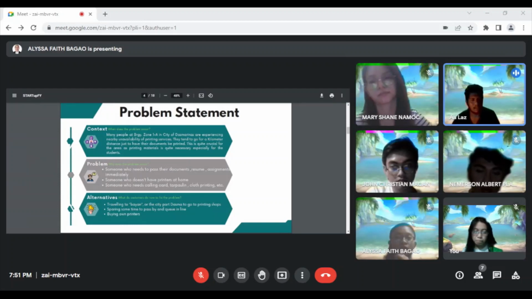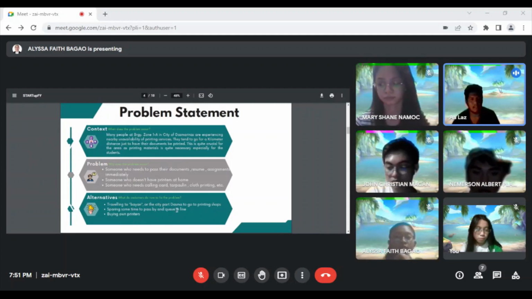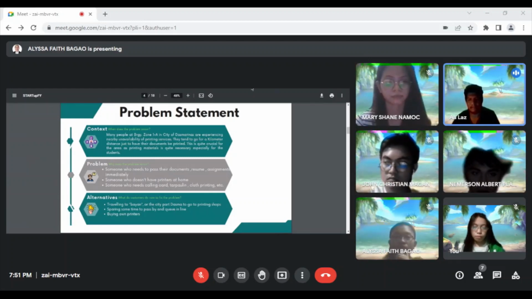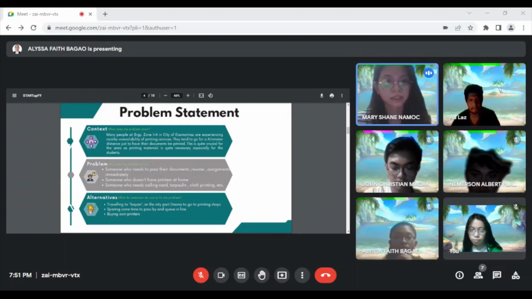The last one is buying their own printer. Unfortunately, some people in the area are not privileged enough to buy their own printers, as we know that printers are really costly. For the further discussion of this problem statement, it will be discussed by Ms. Shane. Thank you. Next slide, please.